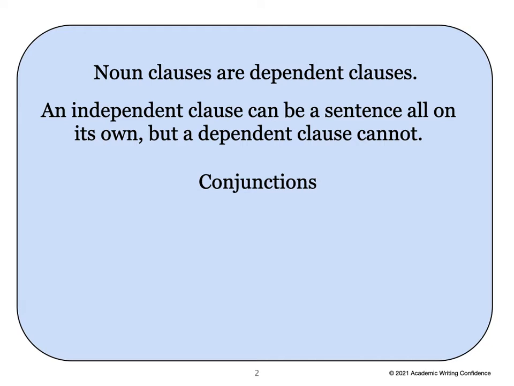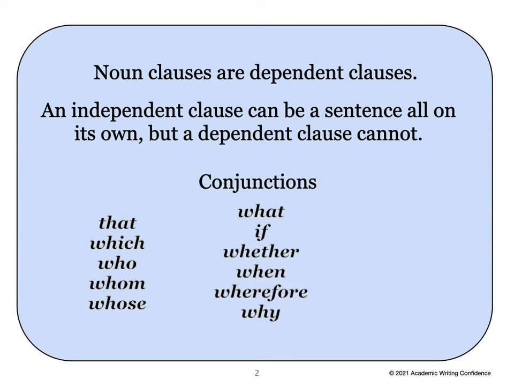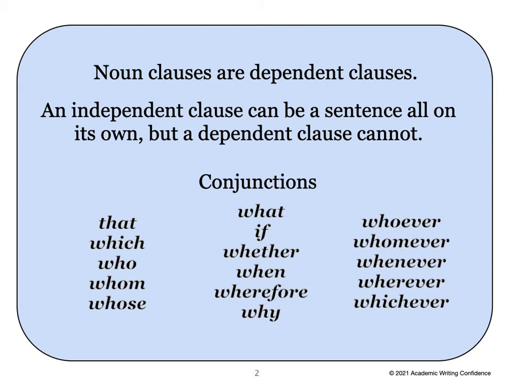We use something called conjunctions when writing clauses. Conjunctions are connecting words. Here are a few: that, which, who, whom, whose. What, if, whether, when, where, why. And then these: whoever, whomever, whenever, wherever, whichever. All of these words can be used in noun clauses.